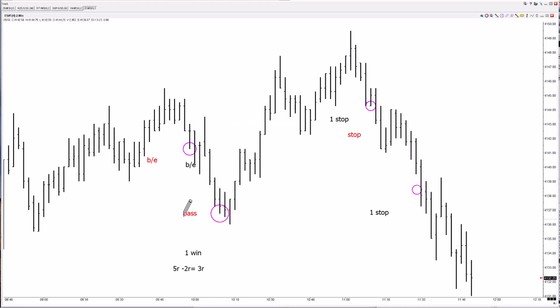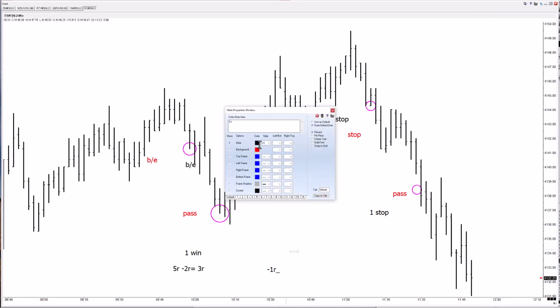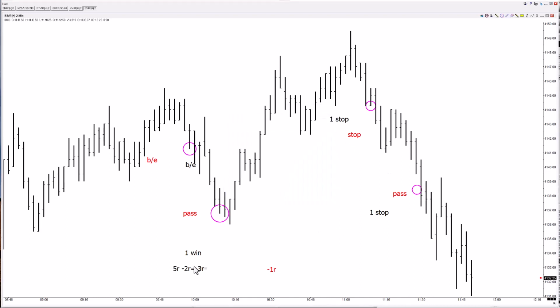So I'm talking about real life scenarios here when it comes to actually trading something. This was a pass, this was a pass, and I've got one BE and one stop. So guess what? Over here, my results are going to be minus 1R. And I might even congratulate myself and say, hey, look, I knew the market was going down. And while this one took 2 stops, I only took 1 stop.